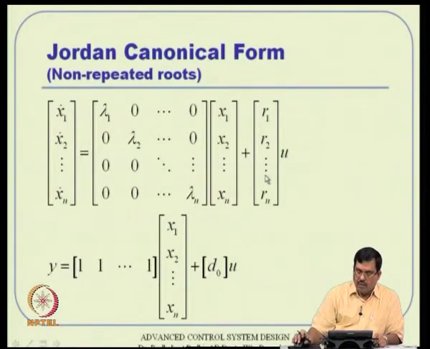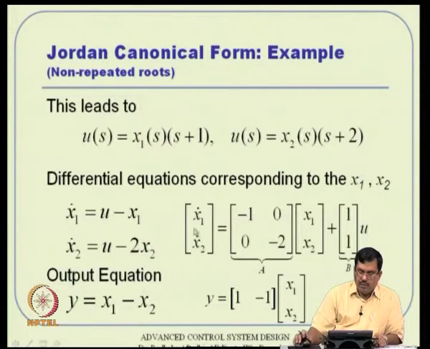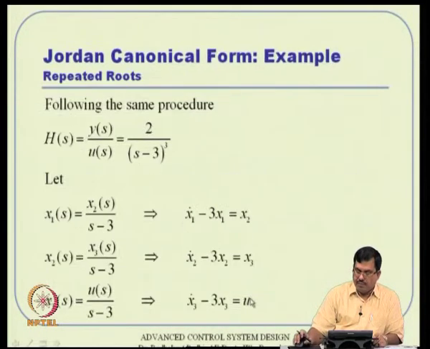So, this is the Jordan canonical form, and we also had an example where you have non-repeated roots. Then it is essentially straightforward, what we discussed, and that landed up with these A, B, C, D matrices actually. D is 0 here. So, this is A, that is B, and this is the C matrix here actually.